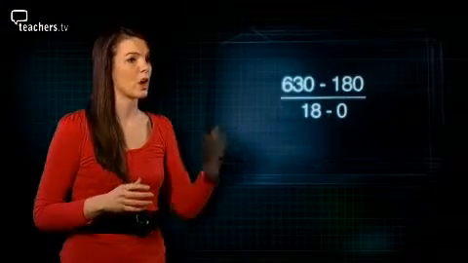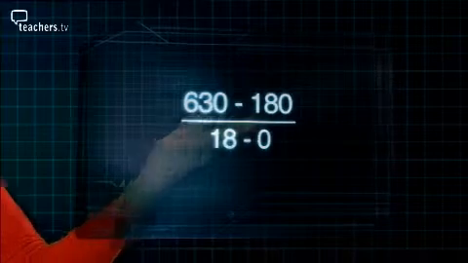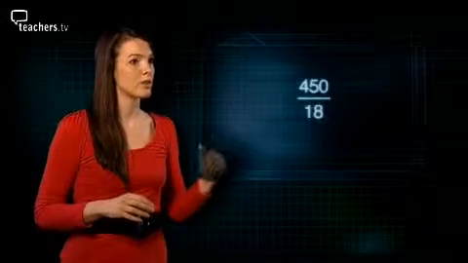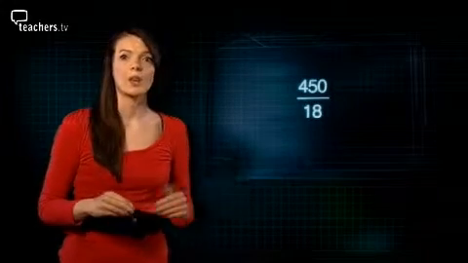So that means we've got 630 minus 180 divided by 18 minus 0. And that gives us 450 divided by 18, which is 25. And that's exactly the £25 per month that we worked out earlier. So the new formula that we worked out, C equals 180 plus 25M, then the cost per month is £25, and 25 is also the gradient of the line.